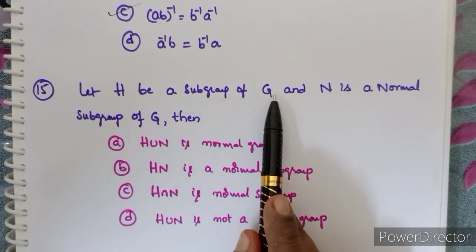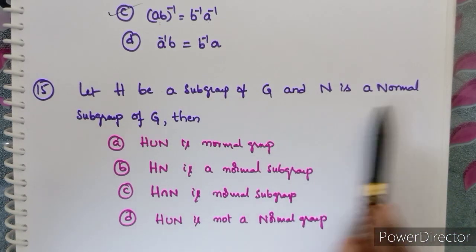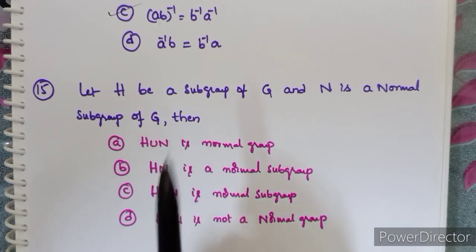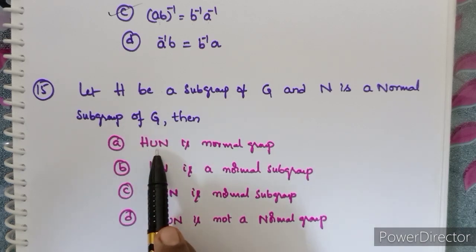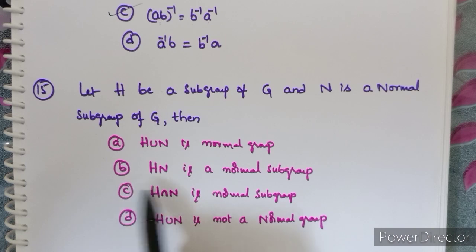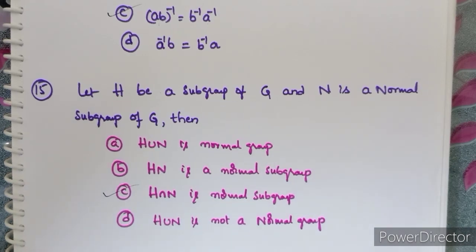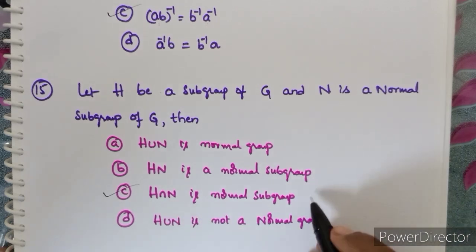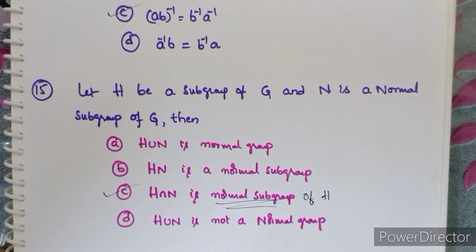15th question. Let H be a subgroup of group G and N a normal subgroup of group G. Then the options are: A, H union N is a normal group. B, H into N is a normal subgroup. C, H intersection N is a normal subgroup. D, H union N is not a normal subgroup. Option C is correct. H intersection N is a normal subgroup of H. This is the correct answer.